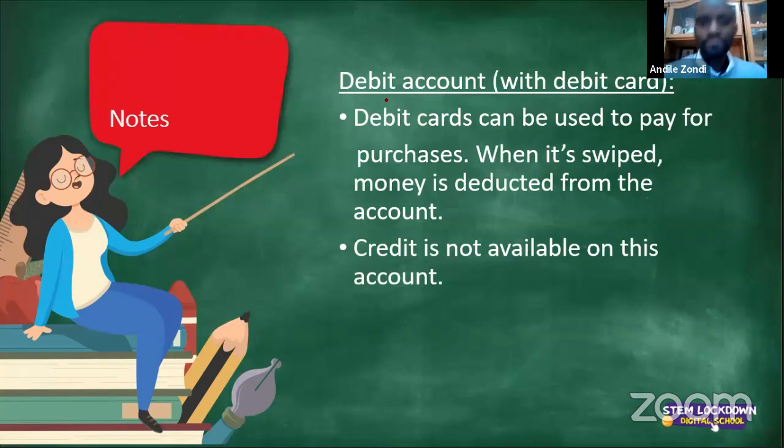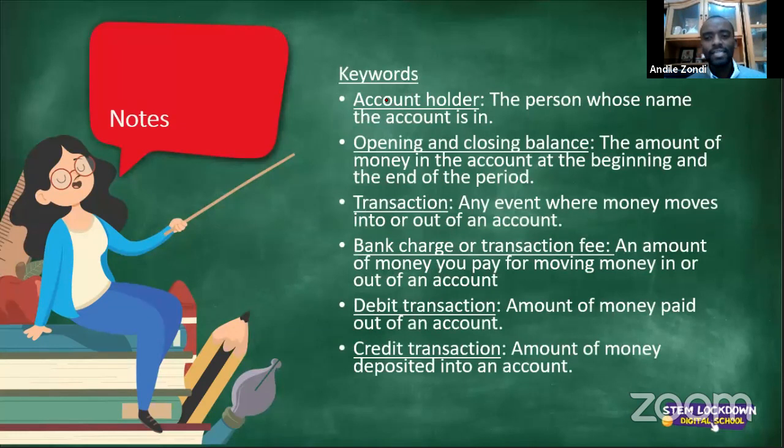Okay, let's move on. These are the key terms that you need to understand during this lesson. I'm sure most of you know this, but you need to revise some of them. Remember, last time you looked at financial documents. I'm sure you looked at bank statements, so some of these terms will be familiar to most of the learners. Keywords. Account holder: a person whose name the account is in. So this is simple.